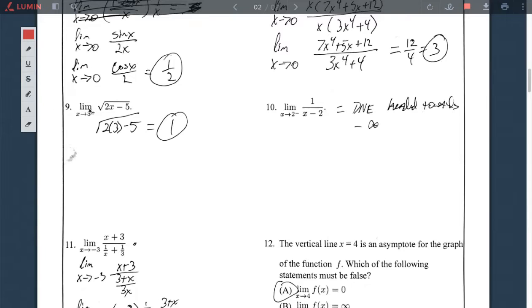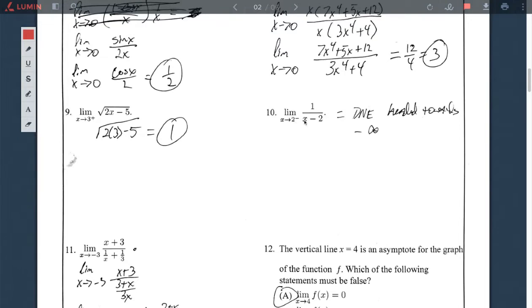Number 9, again, regardless of the fact that it wants 3 from the right, we still want to start by plugging in. So I plug in 3, I get 6 minus 5, which is the square root of 1, and the square root of 1 is 1. Remember, the first thing you always need to do when you're finding the limit is plug in. And as long as you don't have any issues, that's going to be your answer. So this one right here, make sure you plug in.